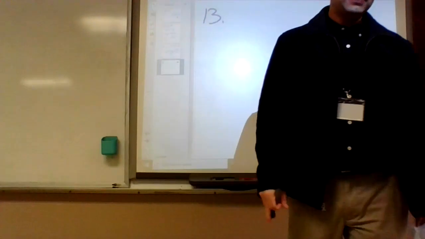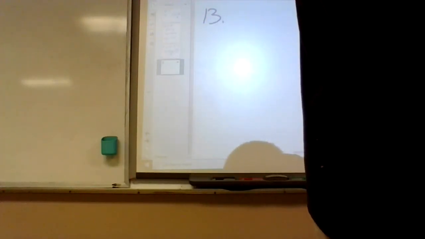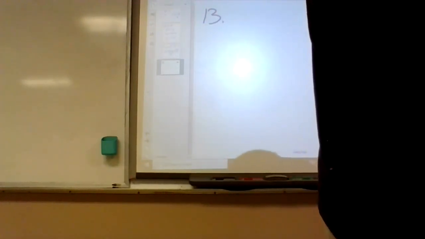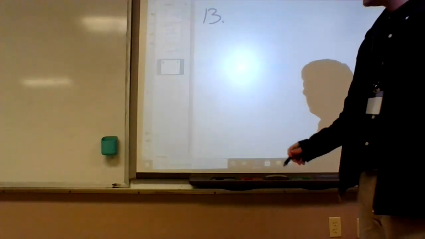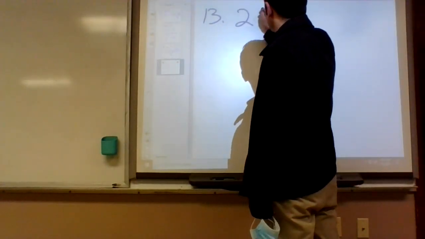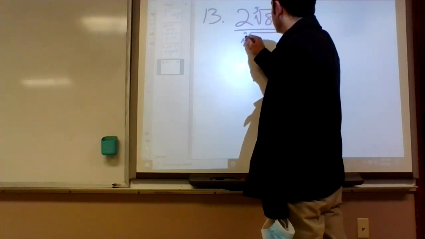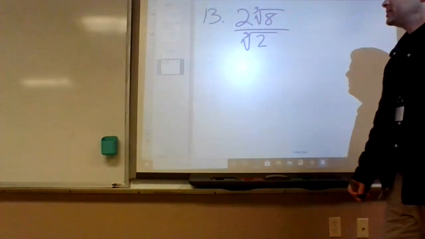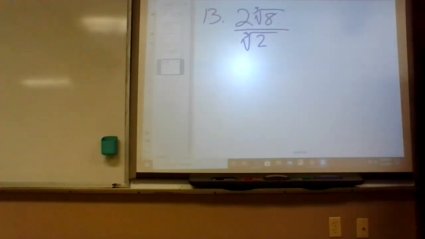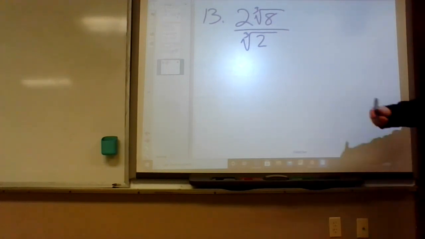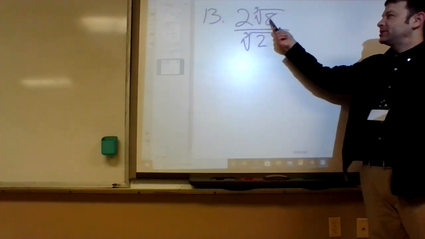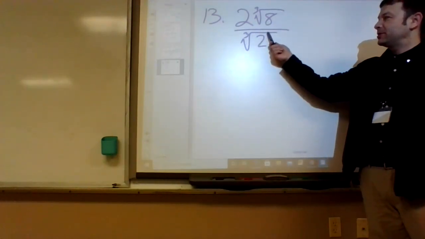Number 13 is another cube root. 2 cube root of 8 over cube root of 2. There's a couple ways we can do this. What is the cube root of 8? 2. So we could just change that to a 2, and then the top would be 2 times 2 is 4, and then we get rid of the cube root on the bottom.